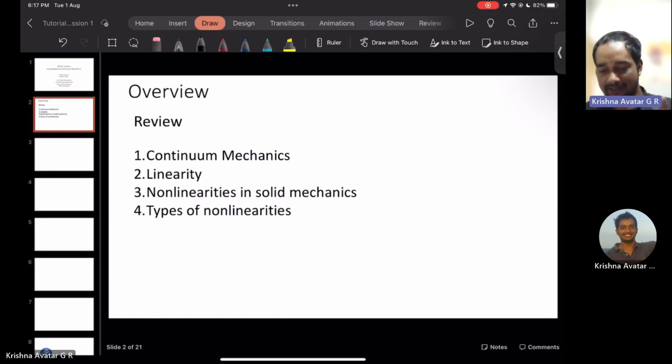Broadly, we will present all the nonlinearities which are especially found in solid mechanics. Finally, we'll also discuss the different types of nonlinearities and some example situations in which they occur. After that, we would go through some MCQ-like questions, which is very much the format in assignment one of this course.